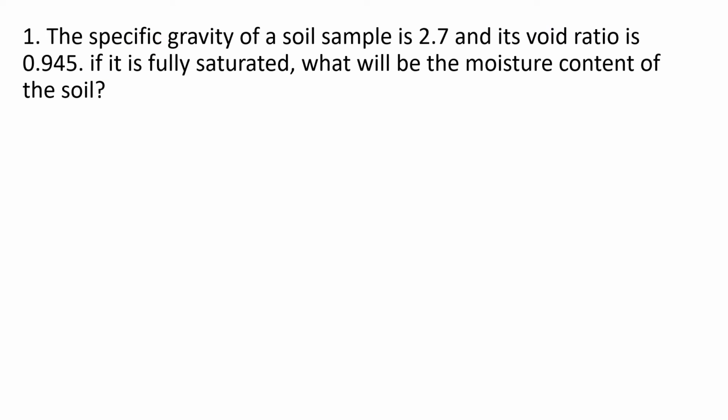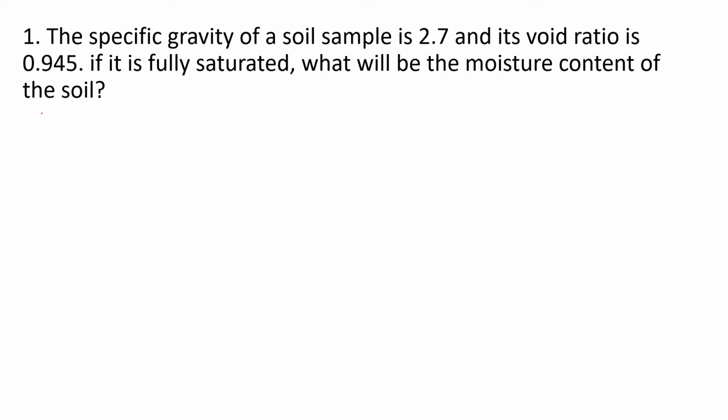The question is like this. The specific gravity of a soil sample is 2.7 and its void ratio is 0.945. If it is fully saturated, what will be the moisture content of the soil? It's a very simple question. So what you have to do is first write down the given data.